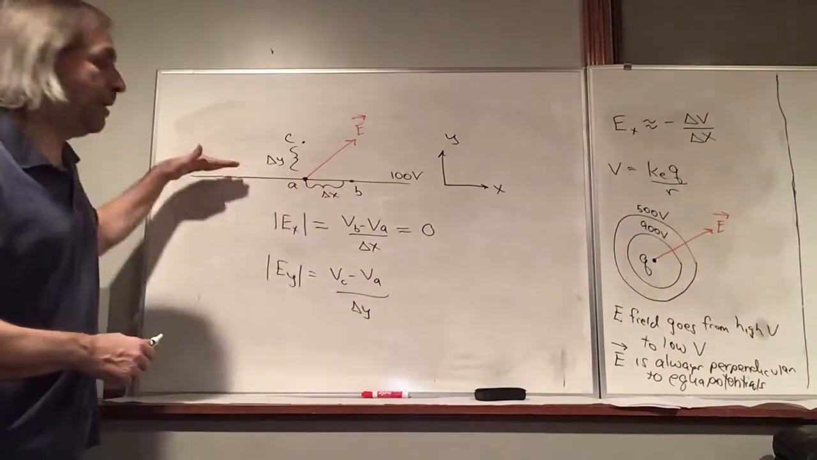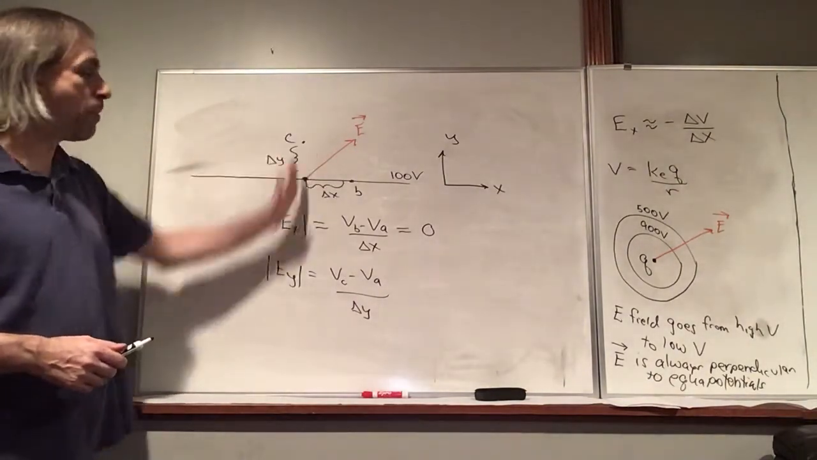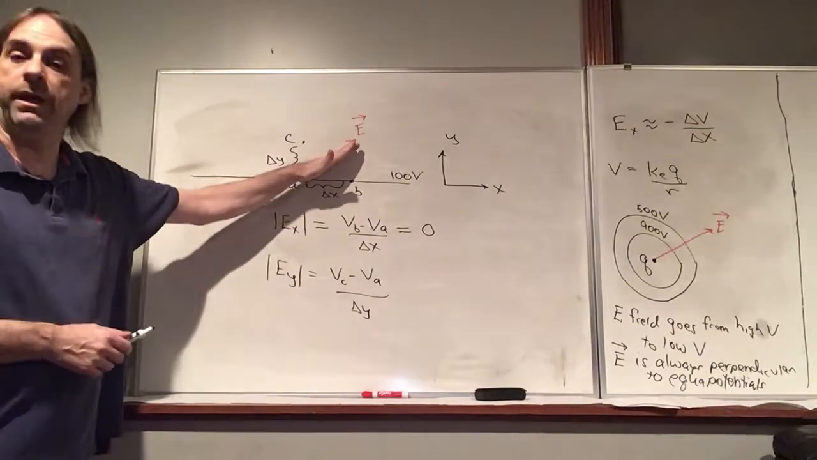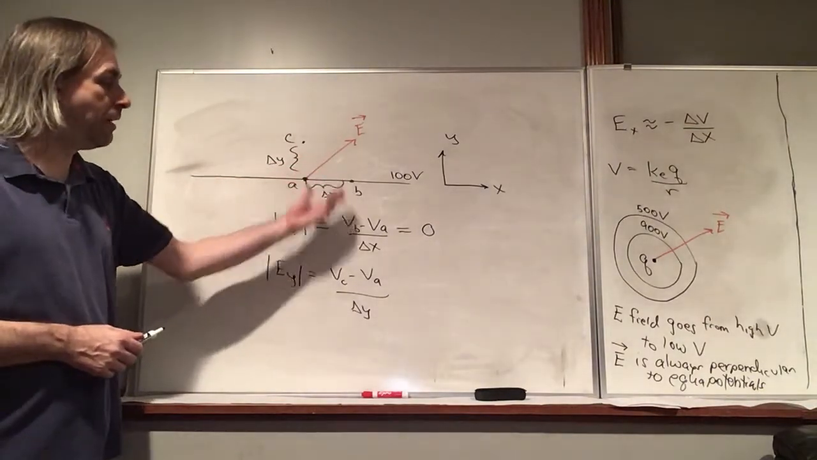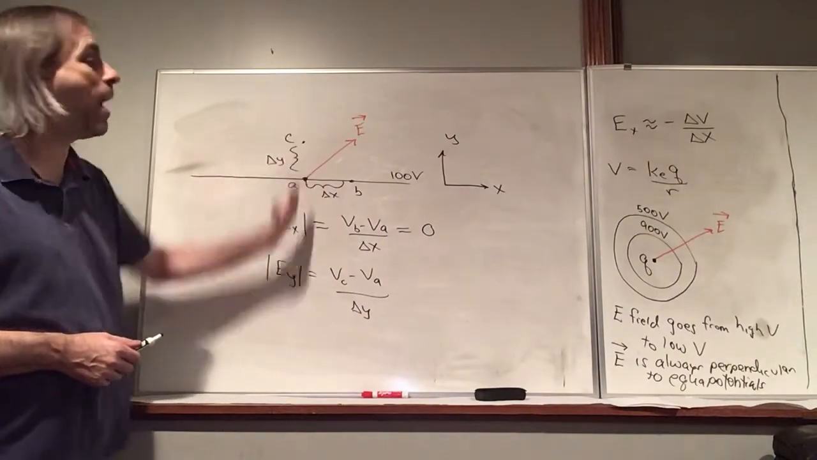So like here's our equipotential, it's a line in this case. So the electric field is perpendicular, so it can't look like this. The x component of the electric field has to be 0. But it can have a y component.